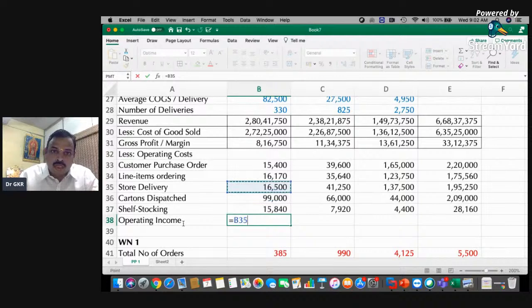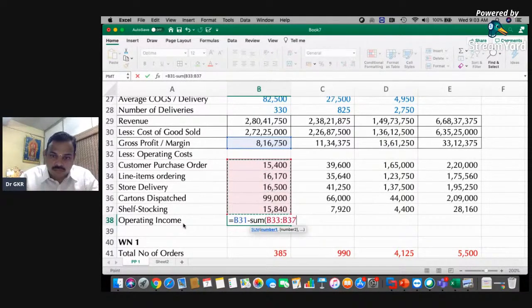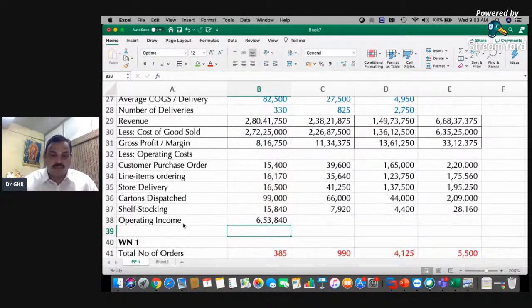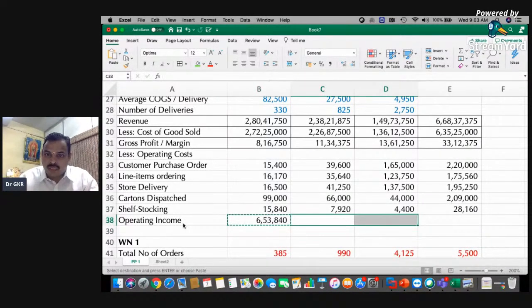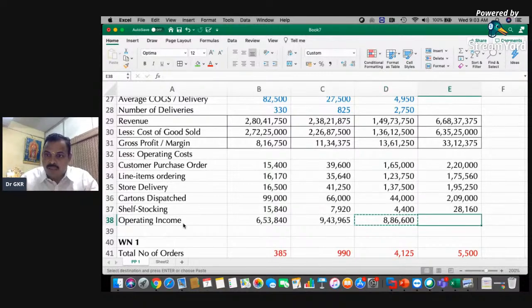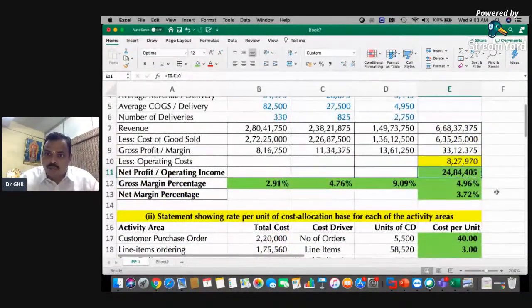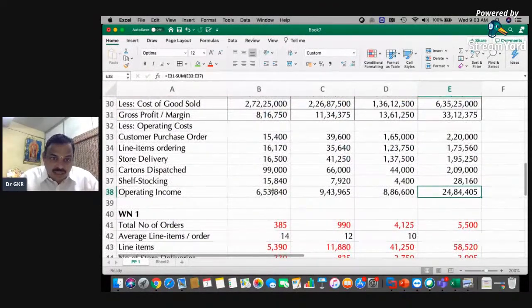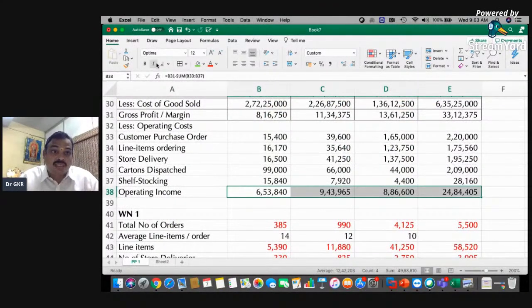So your 8,17,850 minus all these expenses, 6,53,840 is your operating income. Similarly, your operating income for the other. This is the same, 24,84,405 is already there. You already got this. Now you got the operating income.